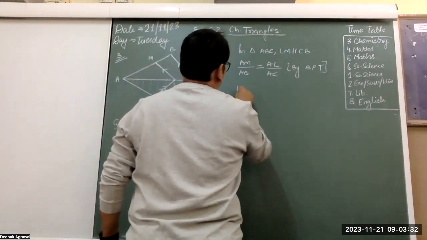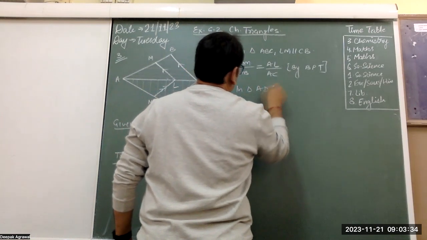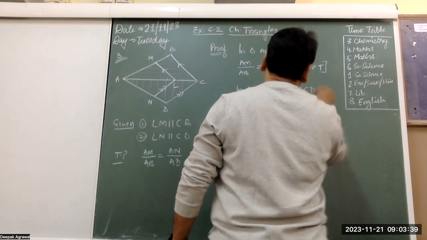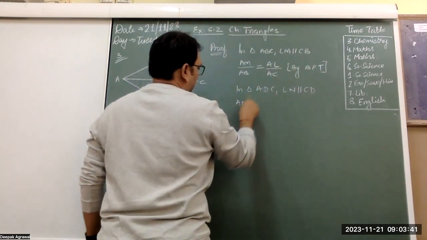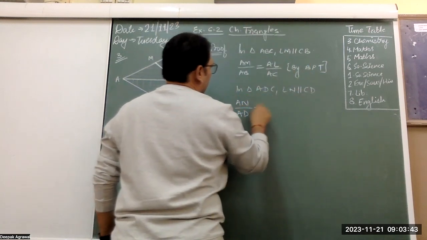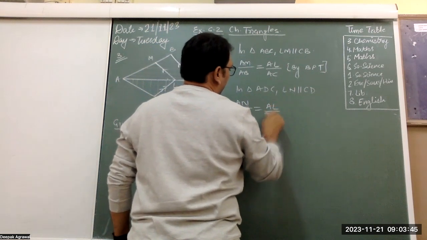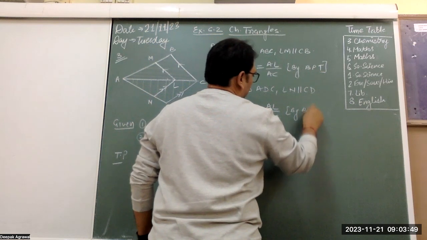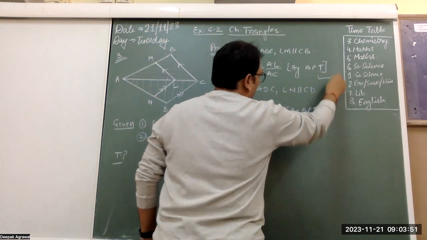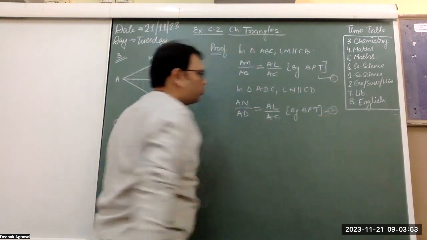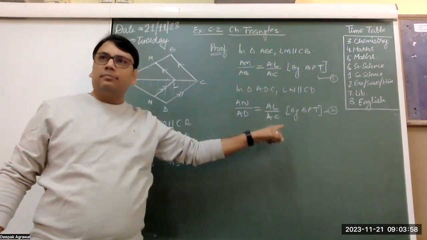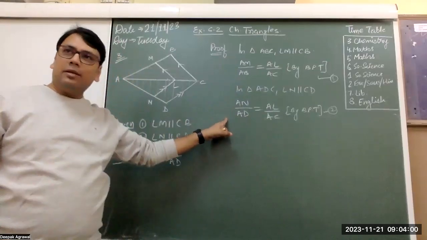Similarly, in triangle ABC, LN is parallel to CB. So AN upon AB is equals to AL upon AC. Again by BPT. Let us mark this one as 1 and this one as 2. In 1 and 2, RHS is same. So LHS has to be same.